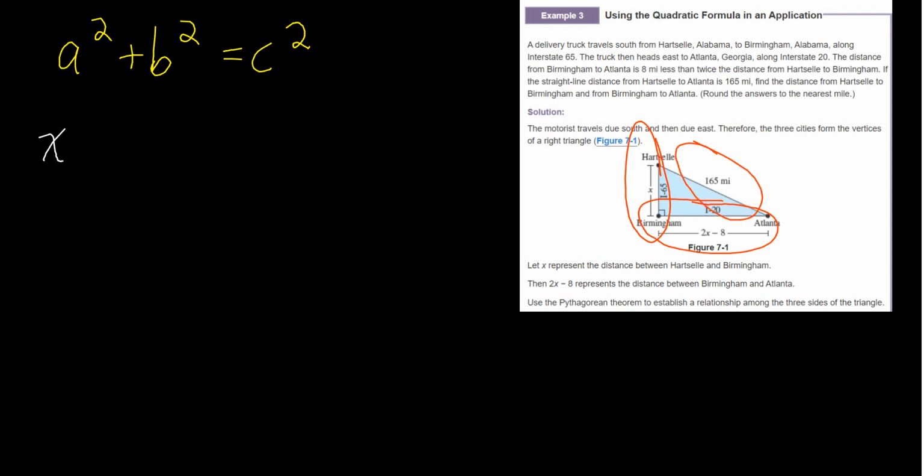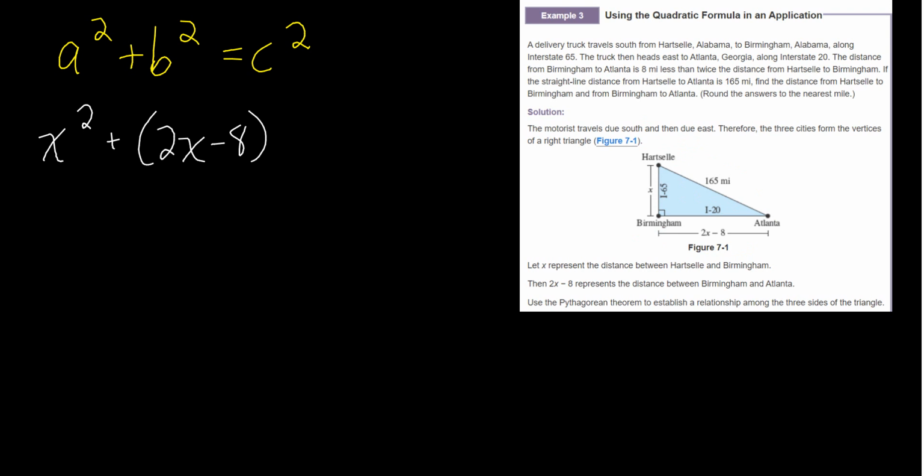So in order to begin this, we're going to have to construct the Pythagorean theorem, right? It's a squared plus b squared is equal to c squared. So this is going to get completely out of hand, I know. Well, we're going to let this side be a, this side be b, and of course the hypotenuse is always c. So we have x squared plus (2x minus 8) squared, and it's equal to 165 squared. Okay, and this is obviously where it gets pretty sticky.